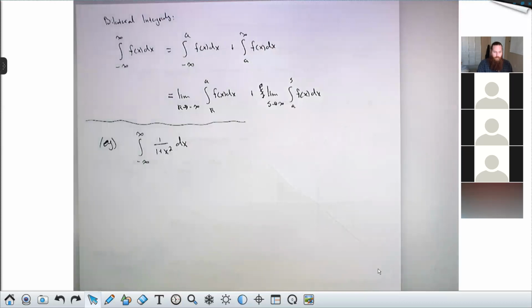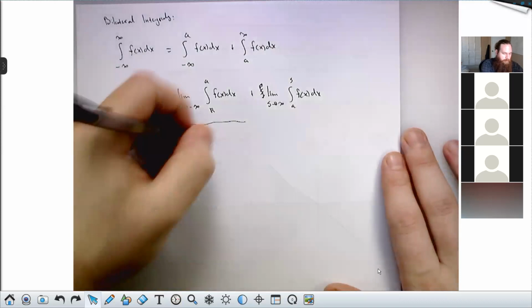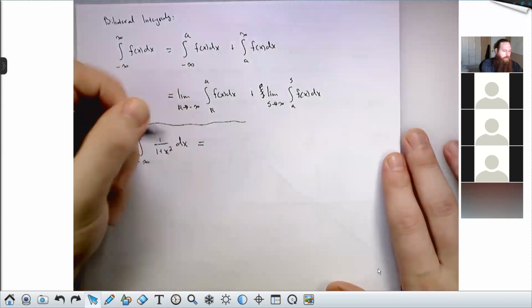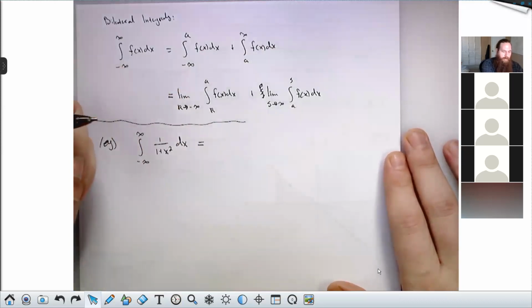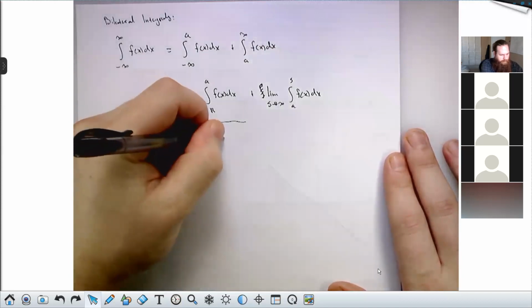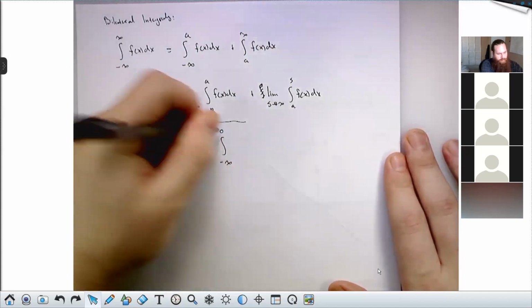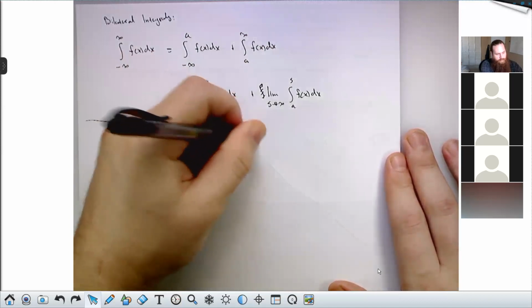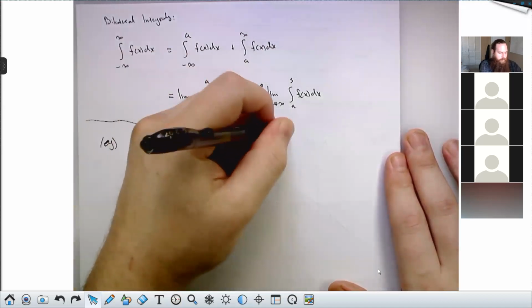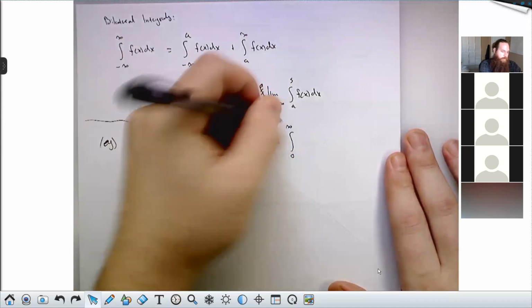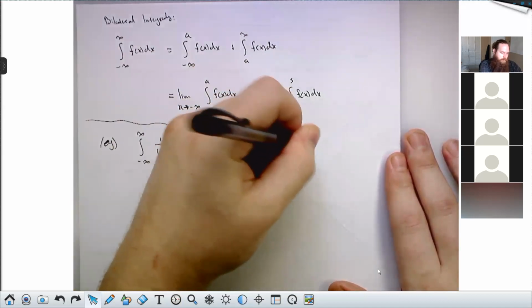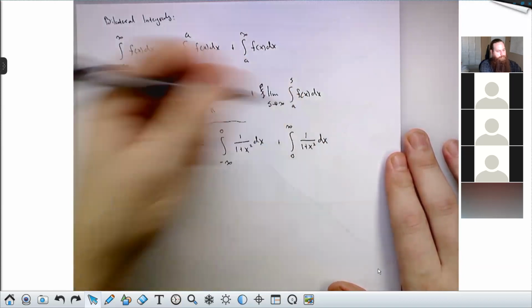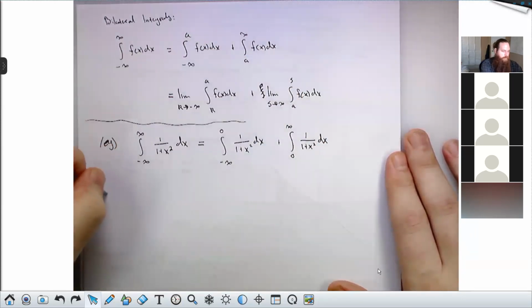Breaking it apart? Good, yeah, we need to start by splitting this up. And I could split it up at 1, or at 2, or at negative pi. But the most convenient place to split this, I would say, is at 0. So I'll split it as the integral from negative infinity to 0 plus the integral from 0 to infinity. And then each of those pieces will get their own limit with their own variable.